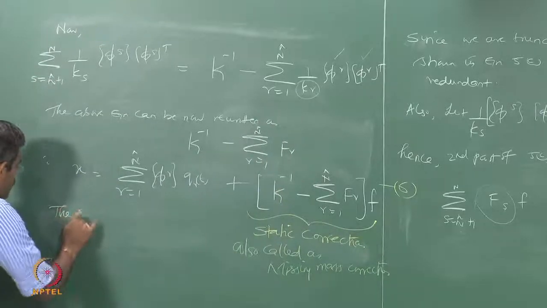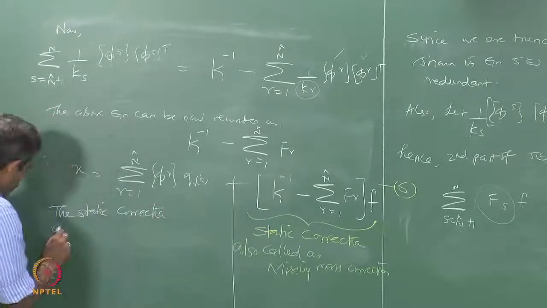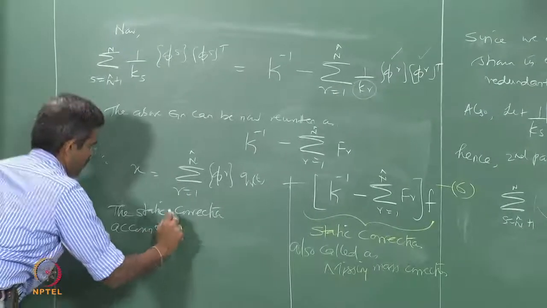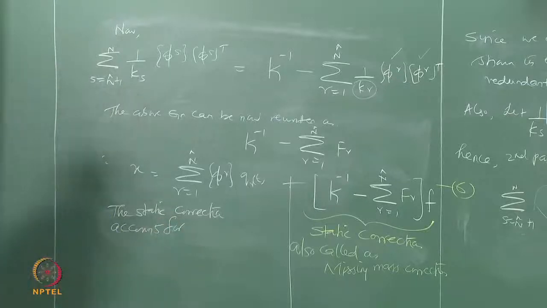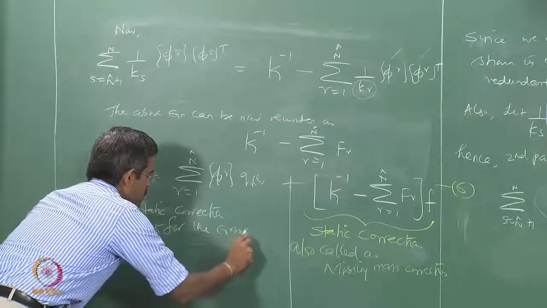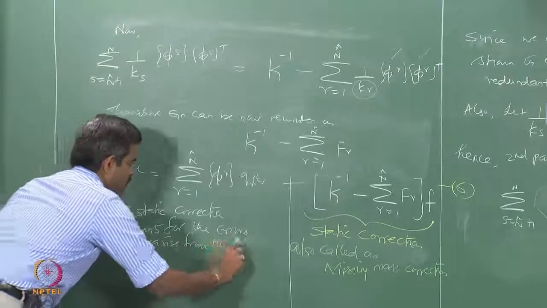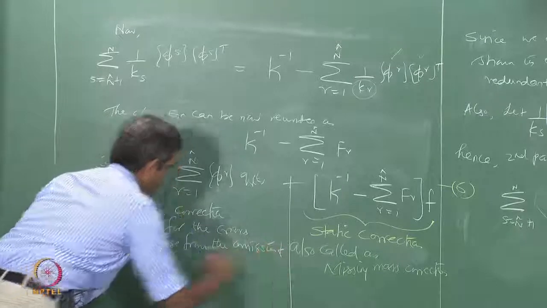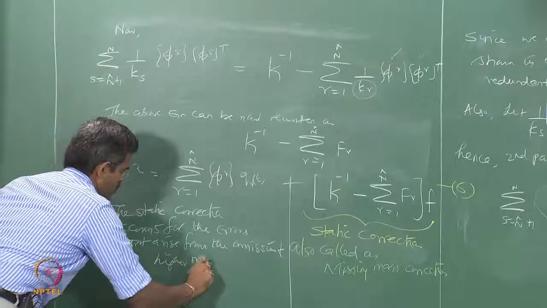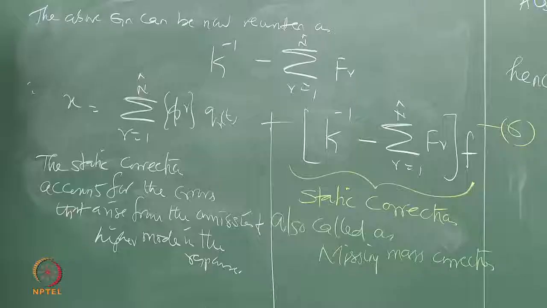Now the static correction accounts for the errors that arise from the omission of higher modes in the response. Let us apply this and see how I can compute x. Example. We'll take two examples.